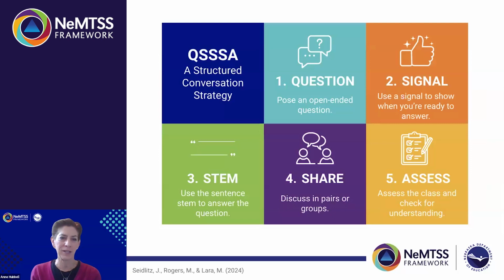The QSSSA strategy uses the initial letter for each step. Q, the question, is to ask the students a question that requires a thoughtful response. The first S, signal, is to give the students time to think and process. You ask all students to give a signal when they have their response. Sometimes this is a thumbs up or put your pencil down or stand up.